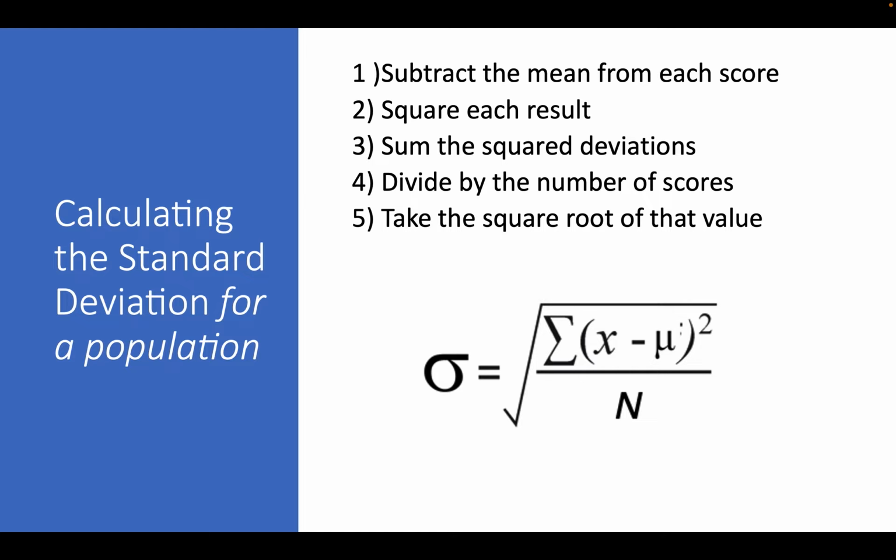Now, this is how we calculate the standard deviation for a population. Do we ever really compute stats on an entire population, though? No, we use our sample to generalize to the population. But we're going to talk about that more in just a second. So here you would subtract the mean from each score, square each result, sum the squared deviations, divide by the number of scores, and take the square root of that value, which is an important step that a lot of us forget, myself included.